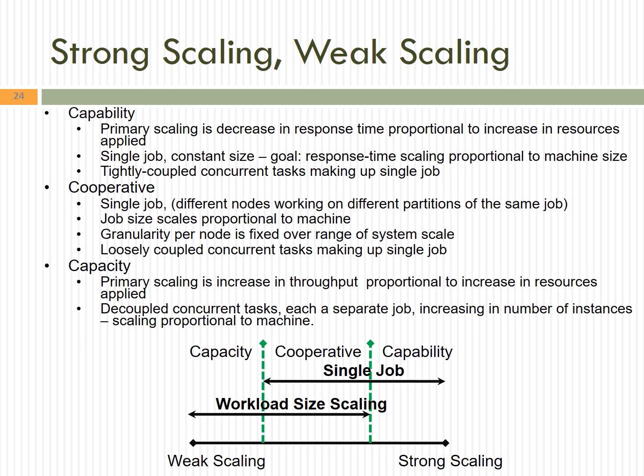The second term is cooperative. Single job, different nodes working on different portions of the same job. Job size scales proportional to machine. Granularity per node is speed over range of system scale. Loosely coupled concurrent tasks making up a single job. The third term is capacity. Primary scaling is an increase in throughput proportional to the increase in resources applied. Decoupled concurrent tasks, each of a separate job, an increase in the number of instances, scaling proportional to machine.